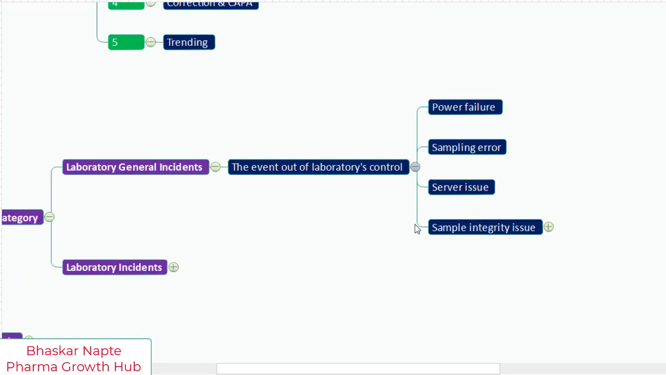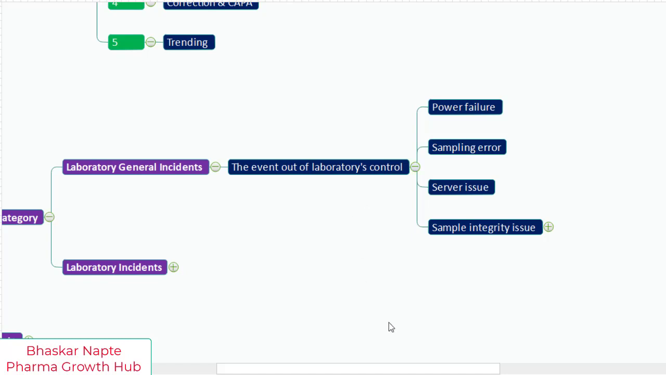It can be about power failure. The power is not controlled by the lab, right? So in case there is a power failure or fluctuations occurring, it is not in the control of the lab, and you can say it is a laboratory general incident. Sampling error: sampling is done by quality assurance. So in case there are sampling issues, you can say that this is not in the real control of the lab. Server issues: in case the server is not functioning well, the lab doesn't have direct control of the data server or the lab server. It's the IT department which controls the server room.